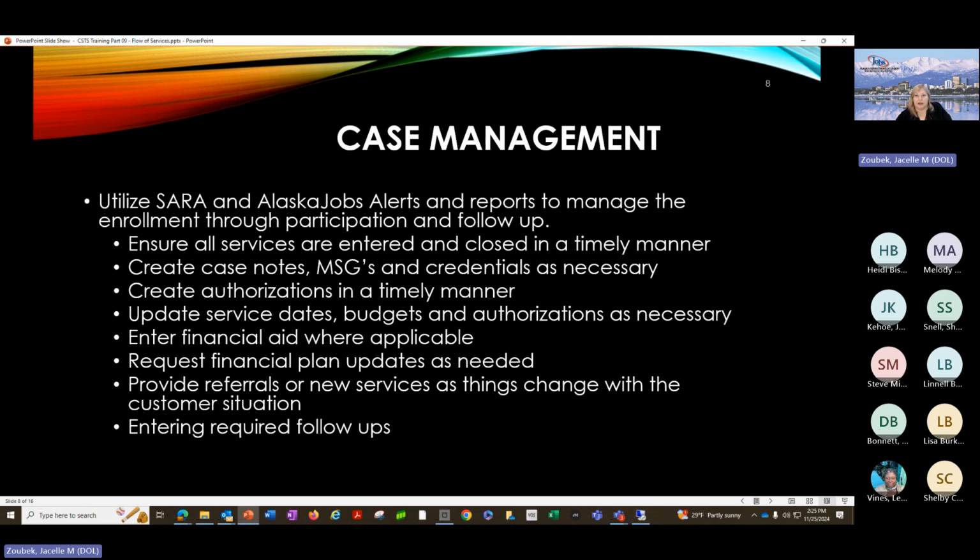If you have a financial plan or you're reviewing someone's finances as you're assisting them with supports, you might need to get updates as needed, and then provide referrals or new services as things change with that customer situation. Remembering that they're an individual and that they many times will talk amongst themselves, that should have no bearing on any individual services that you do or do not provide to each customer. And then, of course, entering those required follow-ups at the end.